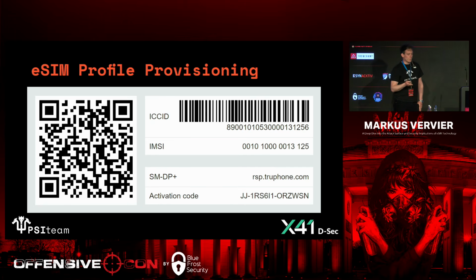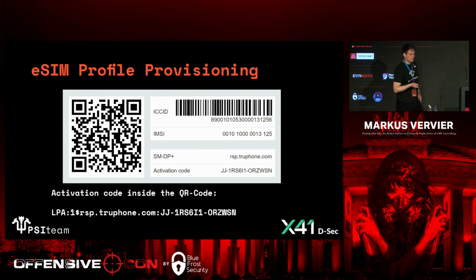Besides the QR code, what's actually inside? What do we see here? Inside the QR code, you have an activation code. It's the scheme LPA. And then the 1, it's in the spec, I think it's a SIM card slot or something. And then behind the dollar sign, it's the actual host name of the provisioning server of the backend, the SM-DP+. And then the last part is a kind of secret activation token.